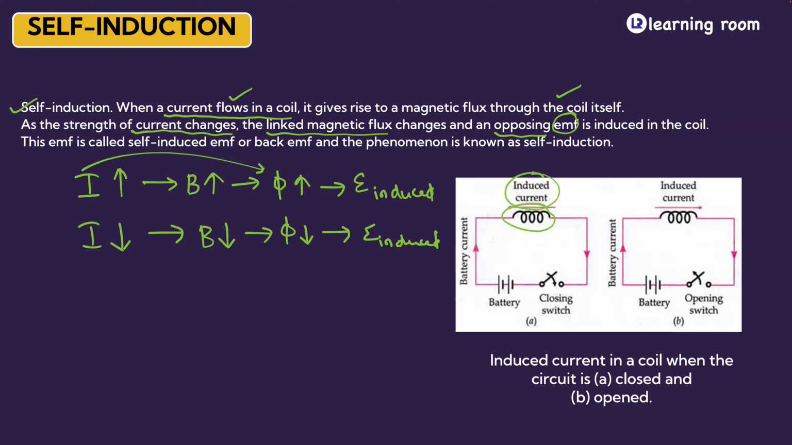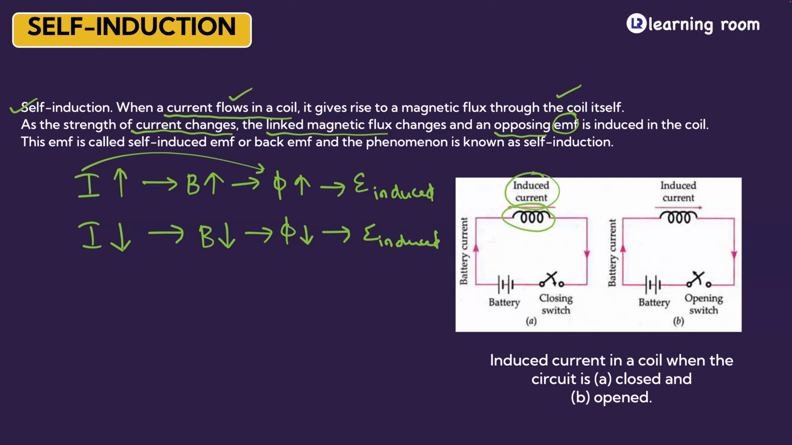Why? Because what does Lenz's law state? What does Lenz's law state? If there is an increase in flux, what pole should get generated? Will it be same pole or opposite pole? Same pole, right? So here, when you close the switch, are you increasing the flux or decreasing the flux? You're trying to increase the flux. According to Lenz's law, the induced current will be in such a way that it will try to decrease the flux. So what should happen?